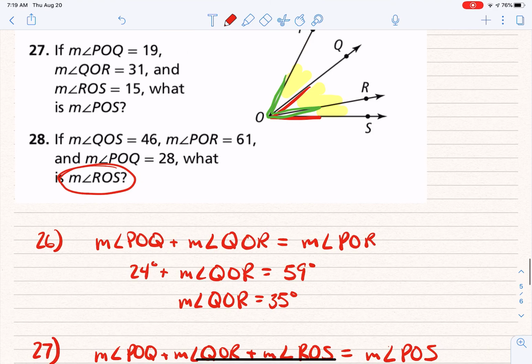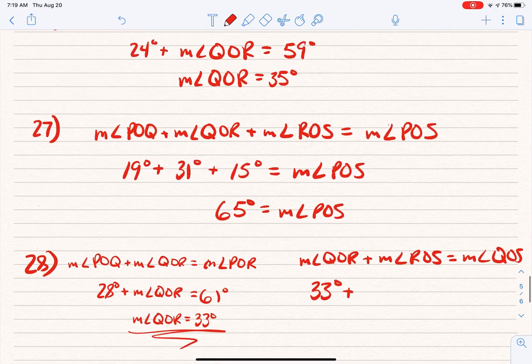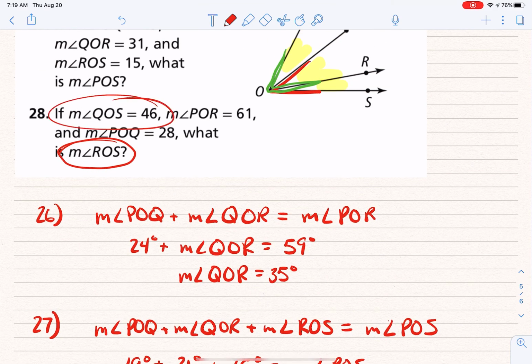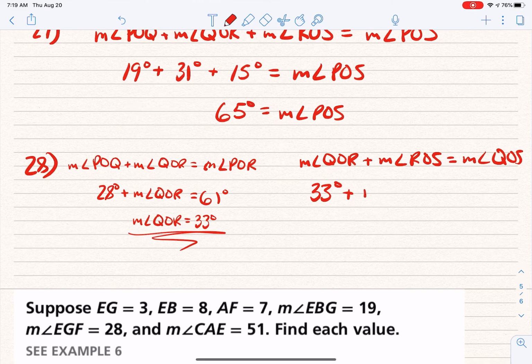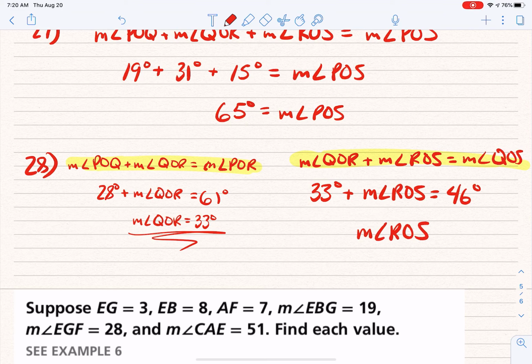Well, do I have that one? Nope, that's the one I'm looking for, but I have QOS. QOS right here says 46 degrees. So I'm going to say 33 plus the measure of angle ROS equals 46 degrees. If I'm not starting with a truth like this, the problem becomes really difficult really fast. This helps me keep everything straight. I go ahead and subtract the 33 from both sides, and I realize that the measure of angle ROS is 13 degrees. All right, and there we go.